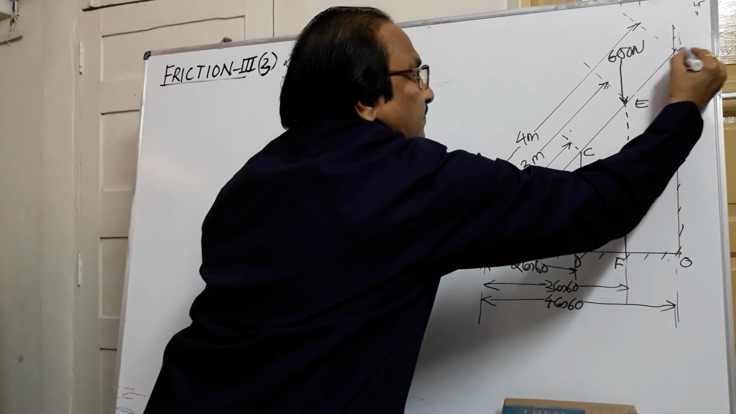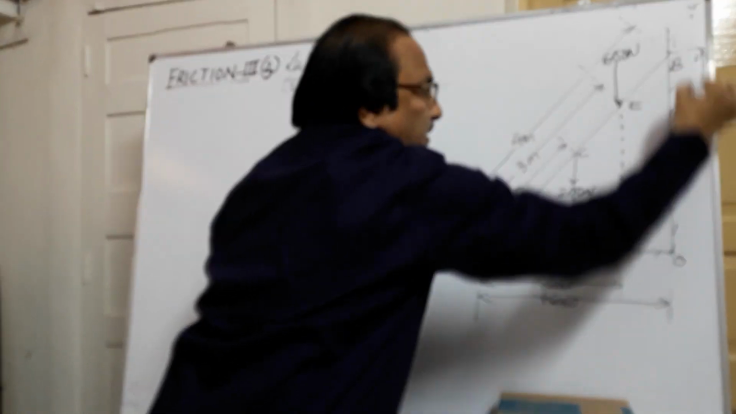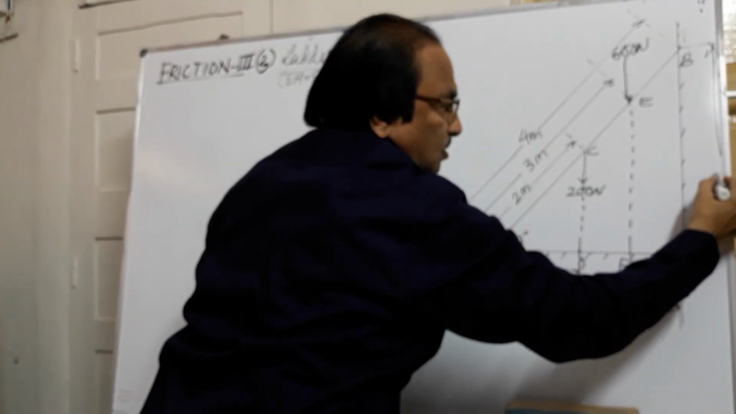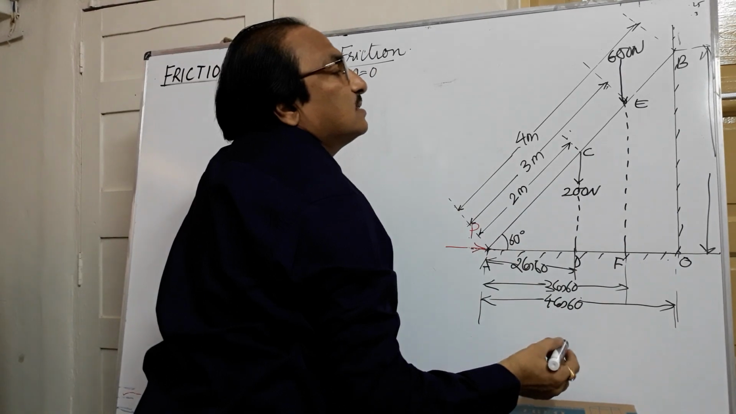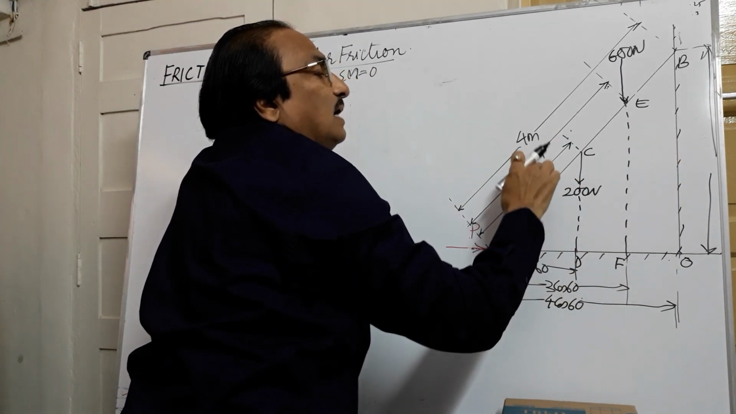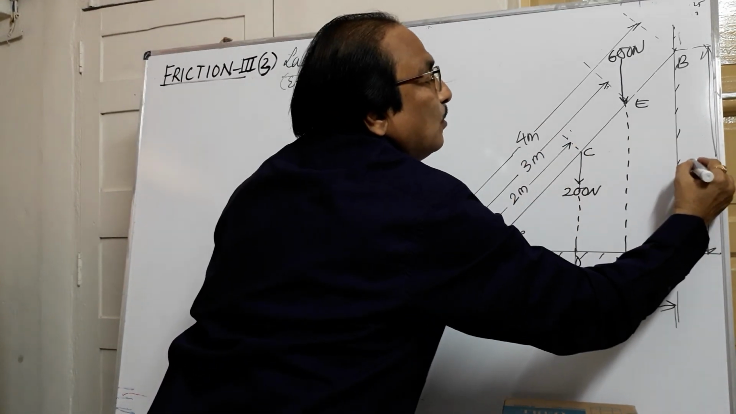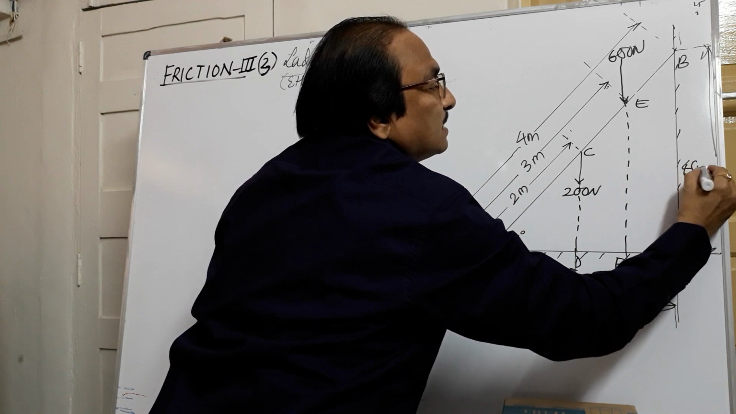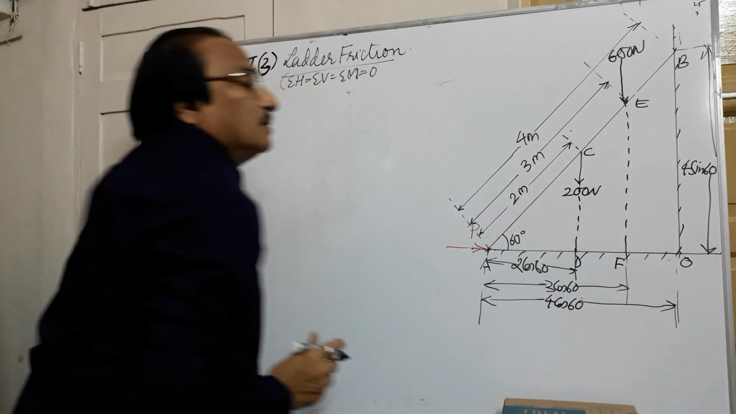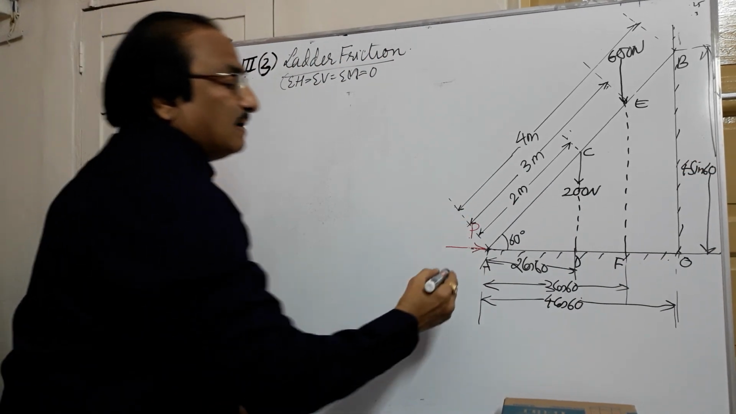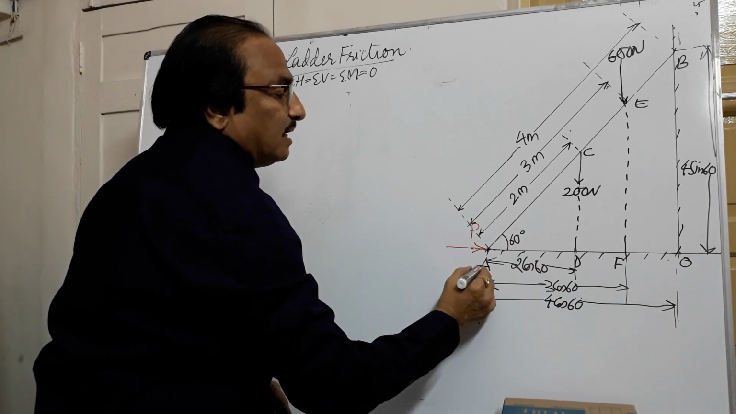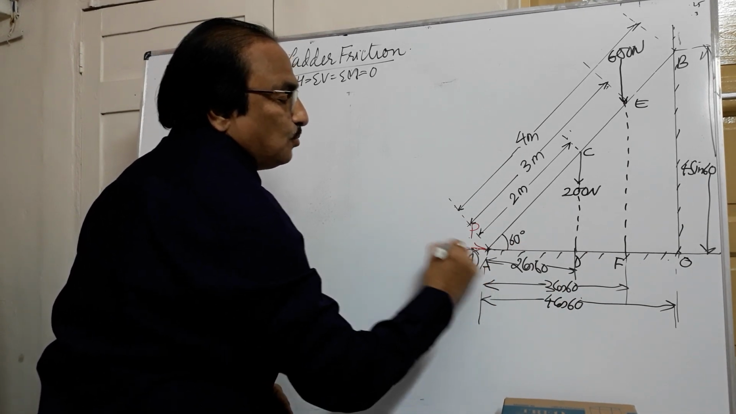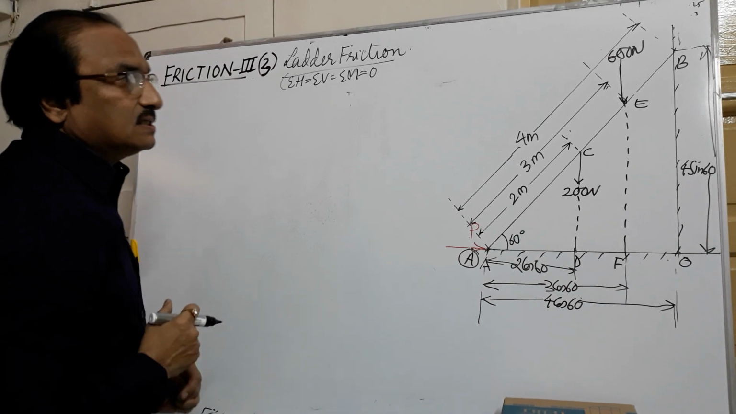And this distance, if I want from here to here, because we will have to take moment, we need those distances. So this will be opposite by hypotenuse, which will be sine of 60. So these are the distances. Why I am writing the distances from here is I take moment of all the forces about this point A. So we need the distances there.